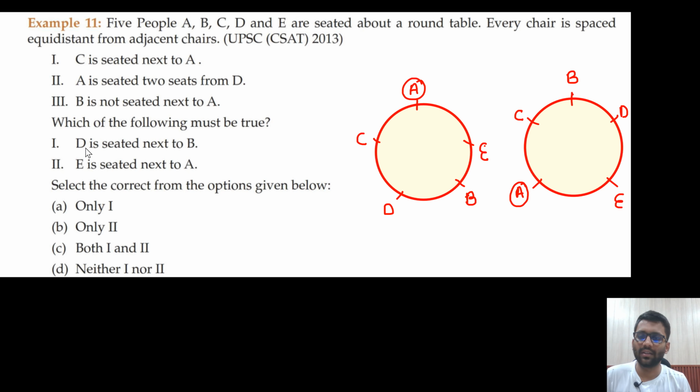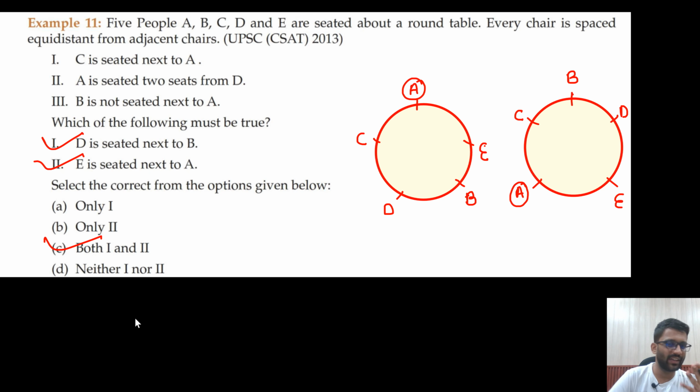Now what are they asking? D is seated next to B. In both of the conditions it is true. And E is seated next to A. In both of the conditions it is true. So both 1 and 2 are always true.